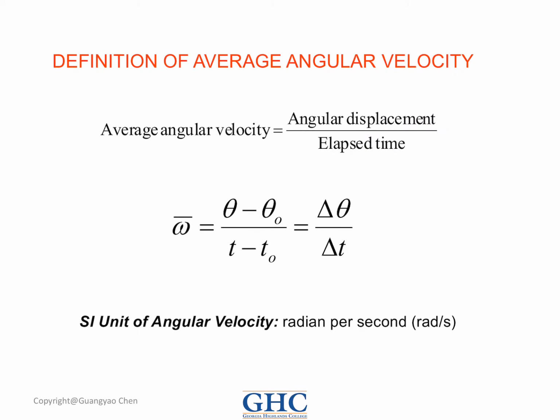After we define angular displacement, we can define angular velocity. Average angular velocity equals angular displacement over the time it takes. Just as, if you recall, we define average velocity to be displacement, that x is displacement, over the time it takes. So there is a one-to-one correspondence. Of course, the unit for angular velocity is radian per second.